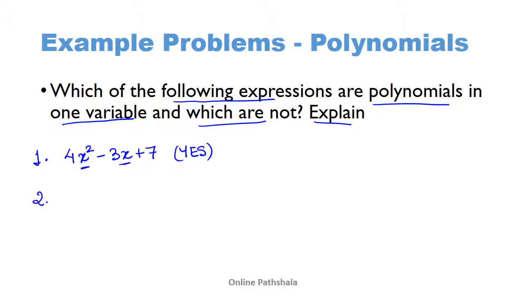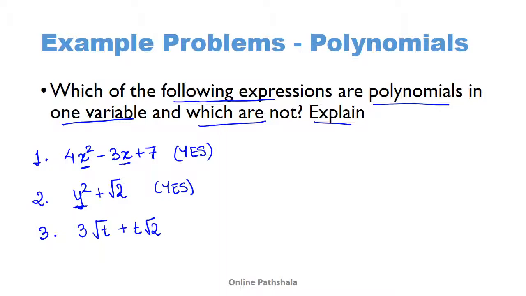The second problem is y squared plus square root of 2. Again, in this case, there is just one variable, which is y, right? And therefore, it is also a polynomial in one variable. Now let us look at the third example. The third example is 3 square root of t plus t square root of 2, right?